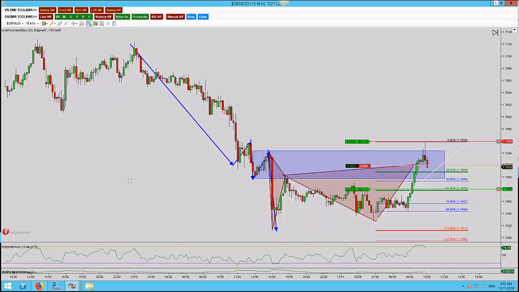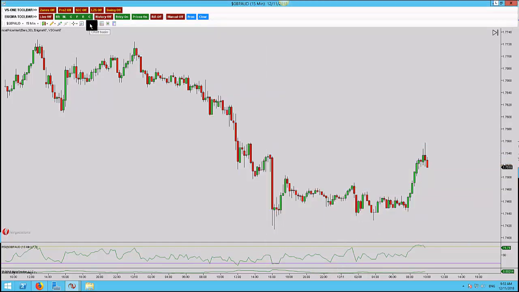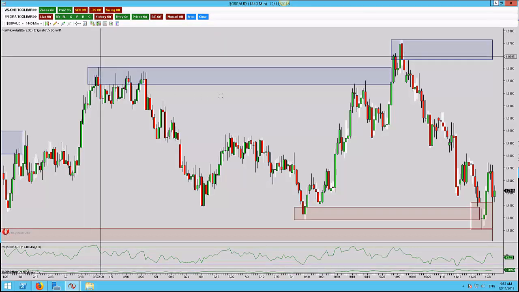So you can see we are actually just starting to push down now into profit. Let's just delete everything off here, and let's just run through why I'm looking at this particular trade, because I do not trade advanced patterns unless there's another reason for me to do so.